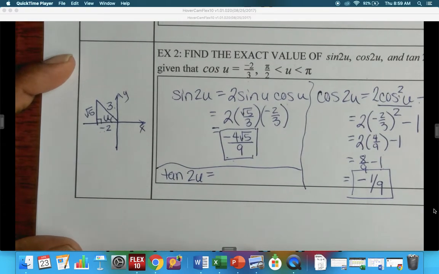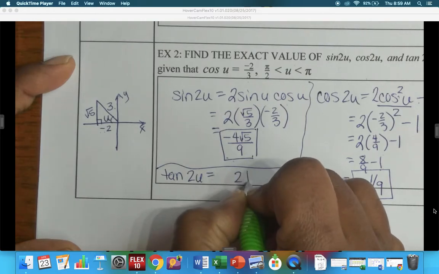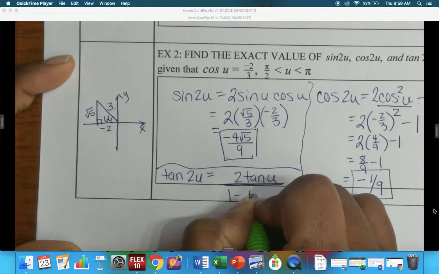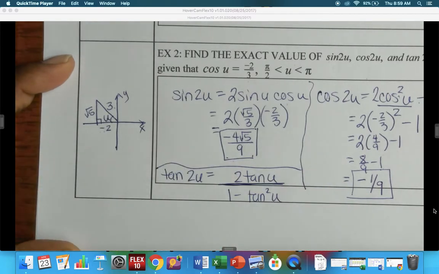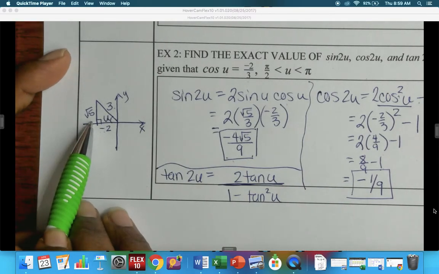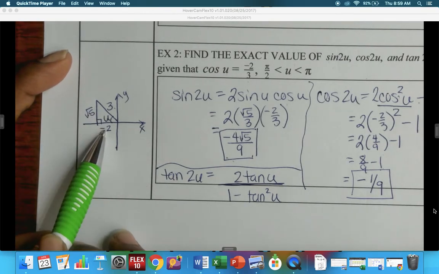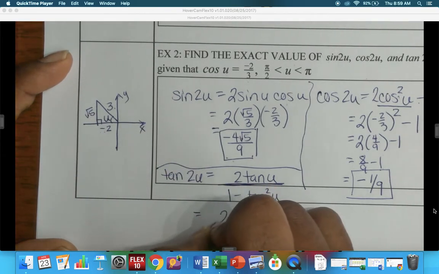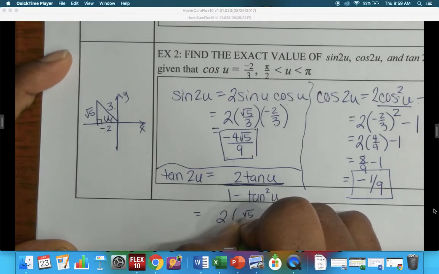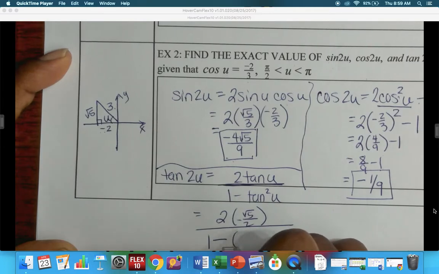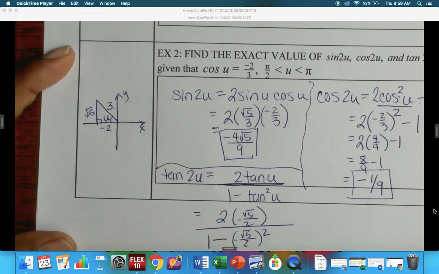So the formula says 2 tan over 1 minus tan squared. All right. So if I look at my triangle, tangent is the opposite over the adjacent. So it's root 5 over negative 2. So I have 2 times root 5 over negative 2, over 1 minus root 5 over negative 2 squared.